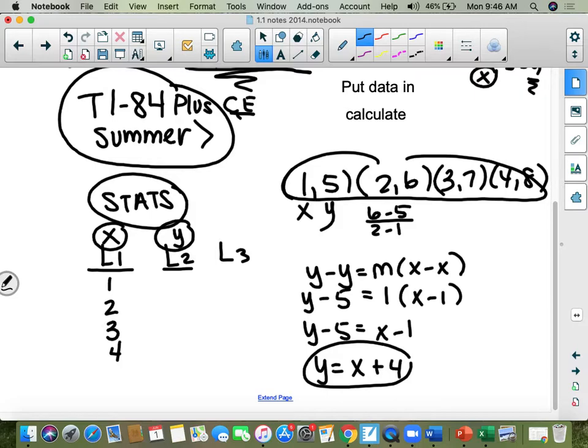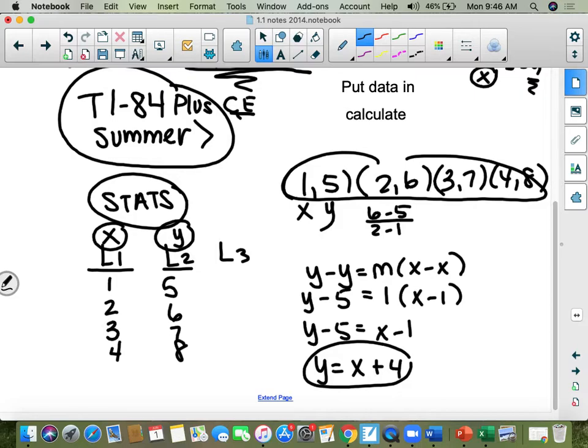So everybody have under L1 and L2 the x and y values, correct? Okay, go back and hit the stats button. When you look under your stats button, you'll see edit, calculate, and test. I want you to arrow over to calculate. We're only doing one variable stats, which is number 1.